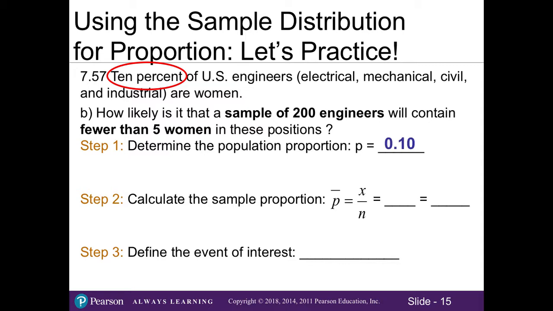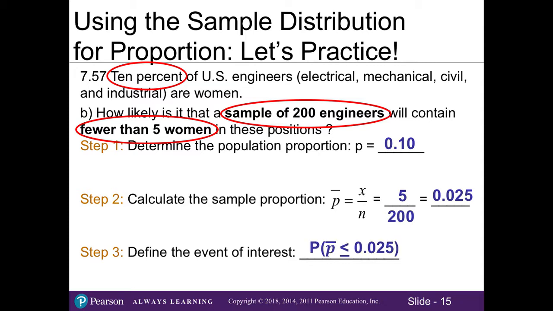In step 2, we want to calculate the sample proportion. So we're going to look at our pieces in part B. In this case, we have our sample of 200 engineers. So we'll put that in where our n is. And we're interested in knowing the chance that it will contain fewer than 5 women. So our x is still our attribute of being a woman. And here, the number specifically is 5. So when we take 5 divided by 200, our sample proportion is 0.025. Do not round. In step 3, we want to define the event of interest according to our question B. In this case, we want to know the probability that our sample proportion is fewer than 0.025.